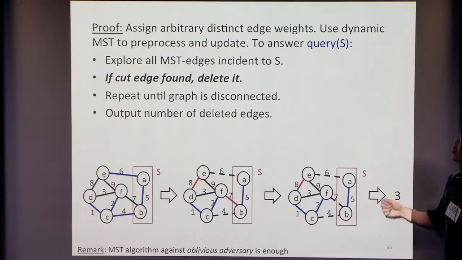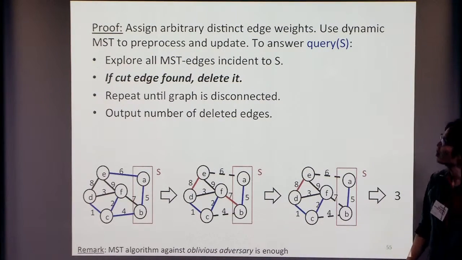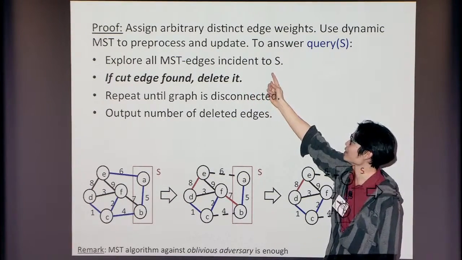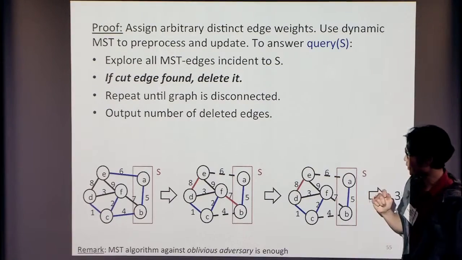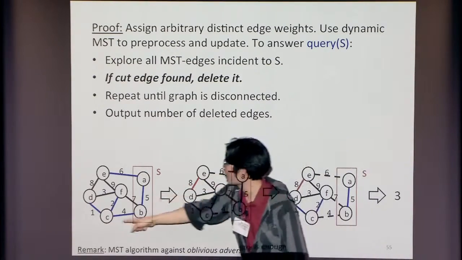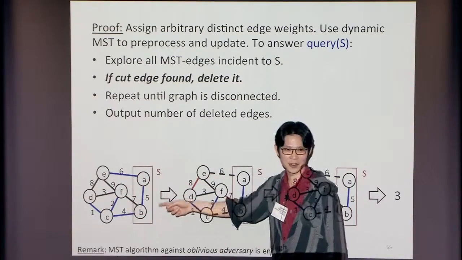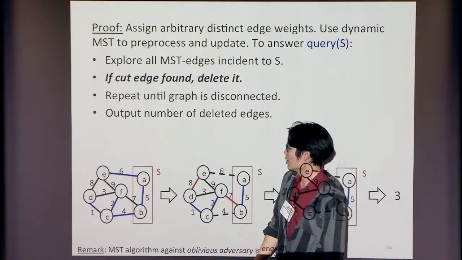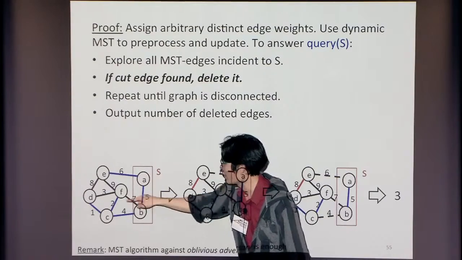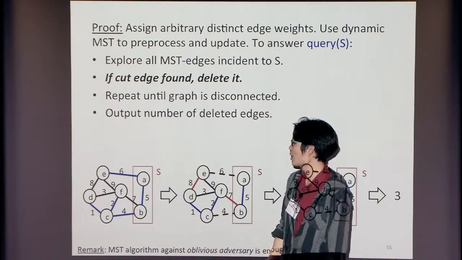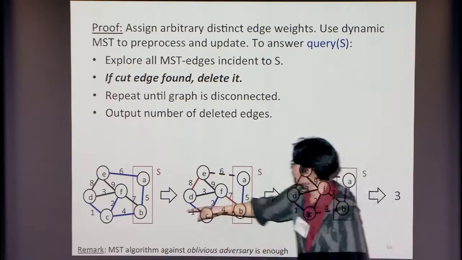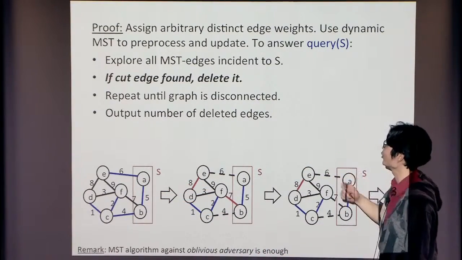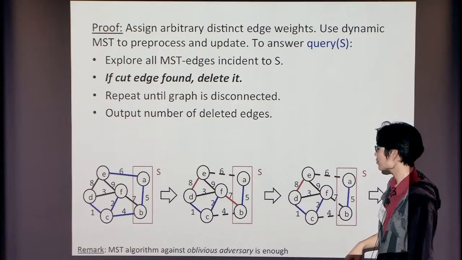So how can you answer the query? The first step is to explore all MST edges that are incident to S. So let's look at an example here. You have this graph. This comes from the first two phases. You already deleted one edge, let's say here. This is the MST that you have, the blue edges. And now you have this query of S. You want to answer delta S.